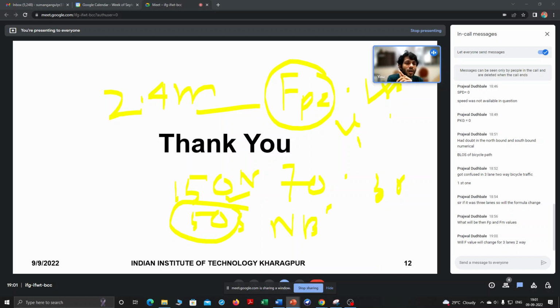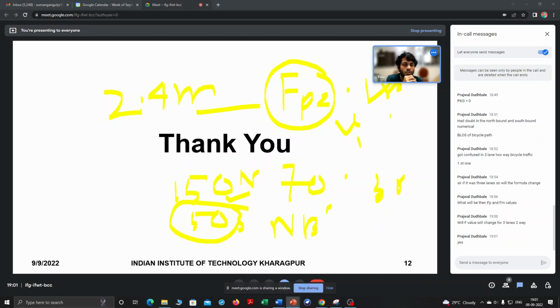So are you asking why 2 tables are given, for 3 lanes 2-way and 2 lanes 2-way? Is that what you are concerned about? Okay, that is what I am saying. Nothing else is changing, but your F value is depending on what? Ultimately, if you see your formula, F value is proportional to your V. V means volume in this direction as well as this direction. Am I right or not? I think I am right.